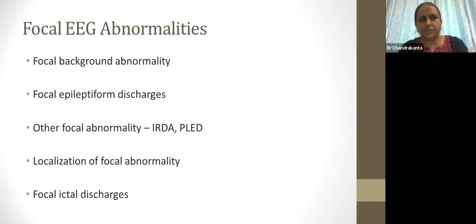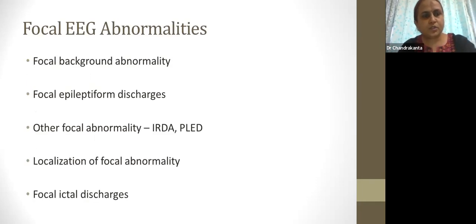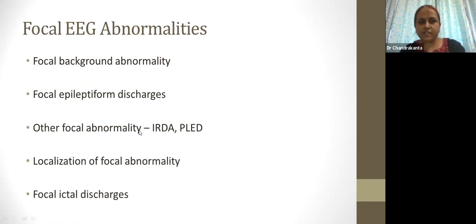Okay, so first start with the focal EEG abnormalities. The focal EEG abnormalities can be either in the form of background abnormalities, or they can be focal epileptiform discharges, and there are some particular patterns of focal abnormalities we will discuss, and we will learn how to localize the focal abnormalities, and there can be focal ictal discharges. So mostly what we see in EEG is the interictal discharges, so the child doesn't have convulsion at that time, but if the child is convulsing during the recording, it's called ictal recording.